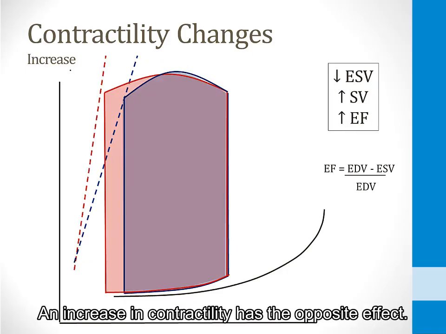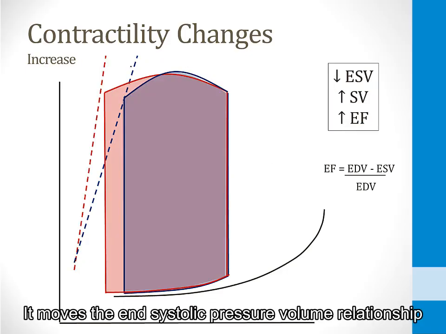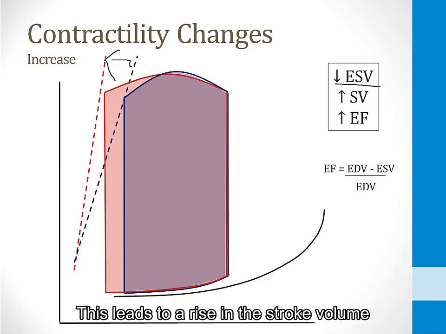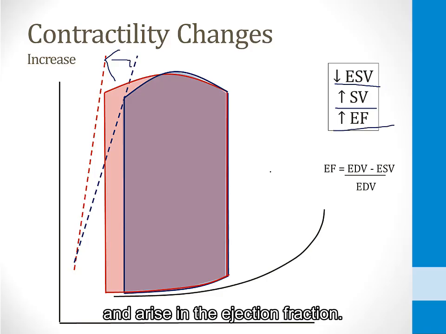An increase in contractility has the opposite effect. It moves the end systolic pressure-volume relationship to the left. That lowers the end systolic volume. More blood is being squeezed out with higher contractility, so the end systolic volume is lower. This leads to a rise in the stroke volume and a rise in the ejection fraction.